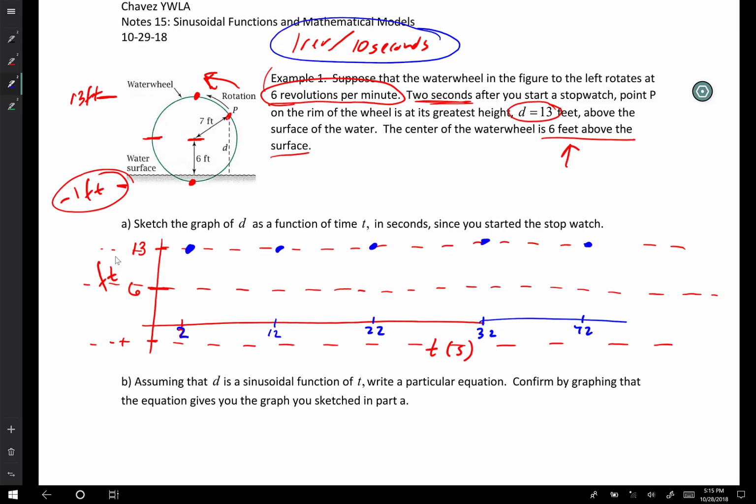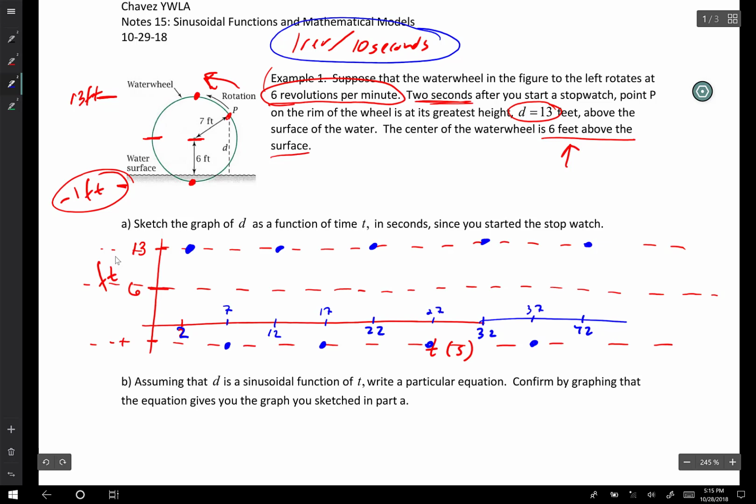All right, if it repeats every 10 seconds, in the middle between 2 and 12, you have a minimum, guys. So I'm going to put the minimum right smack in the middle here, and that's going to be at 7. So now go to 17, because it repeats every 10 seconds, and put another minimum. Go to 27 and put another minimum. Go to 37, put another minimum.